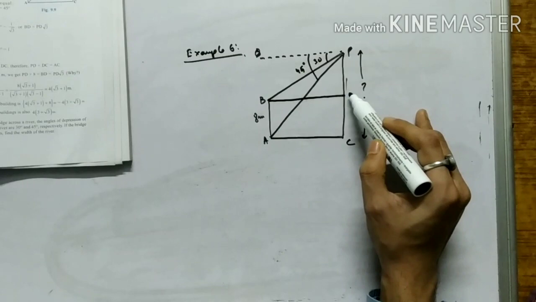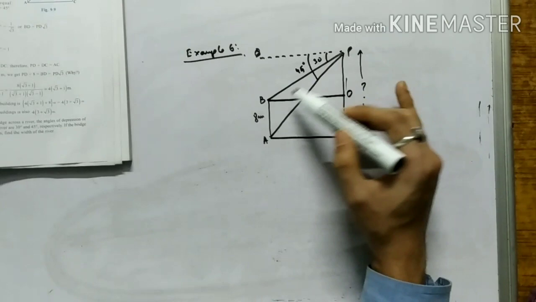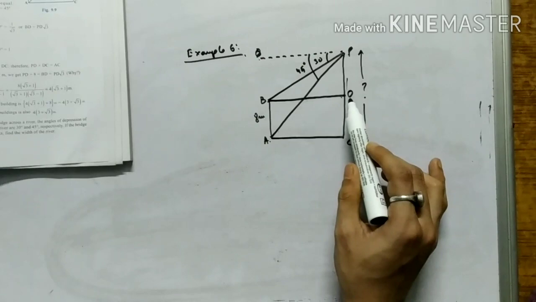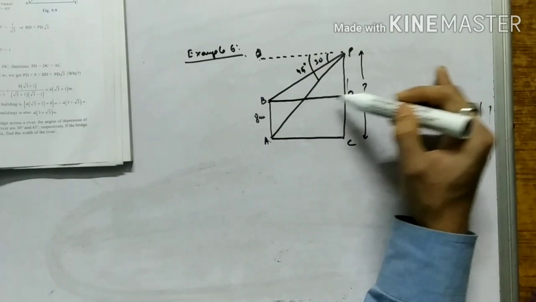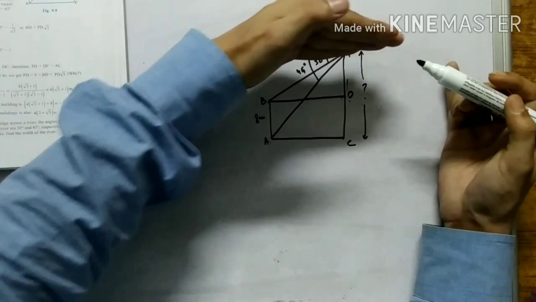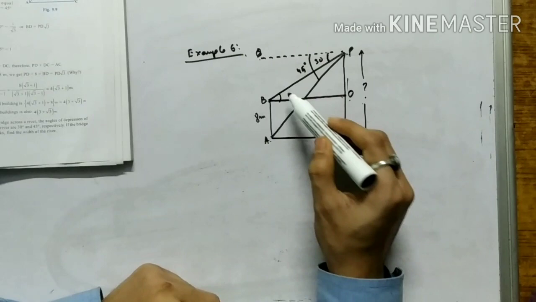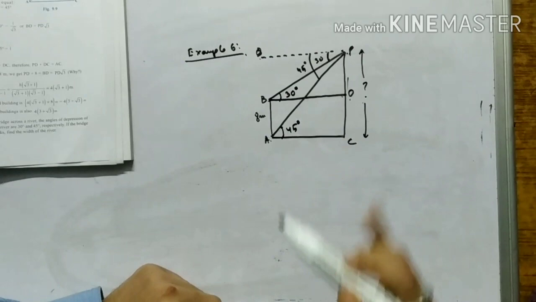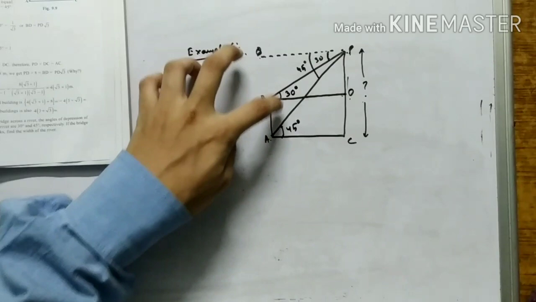In here I am getting two triangles. One is BPD and the other one is APC. You see in here QP is parallel to BD. So I will get an alternate angle. If BP is the transversal, this is parallel to this and this is the transversal, so this angle will be equal to this angle, alternate angles. So this will be 30 degree and this will be 45 degree.